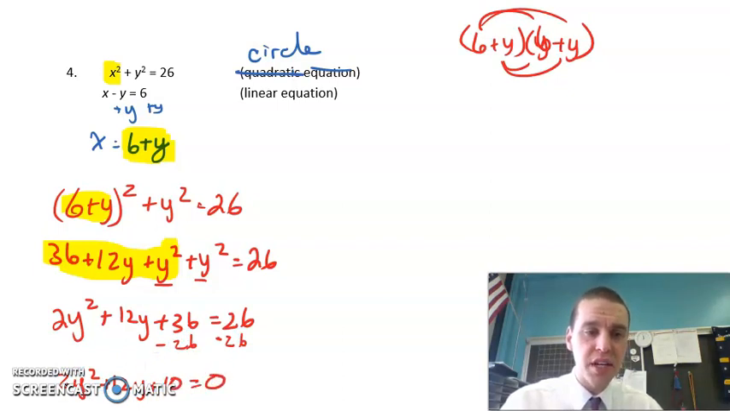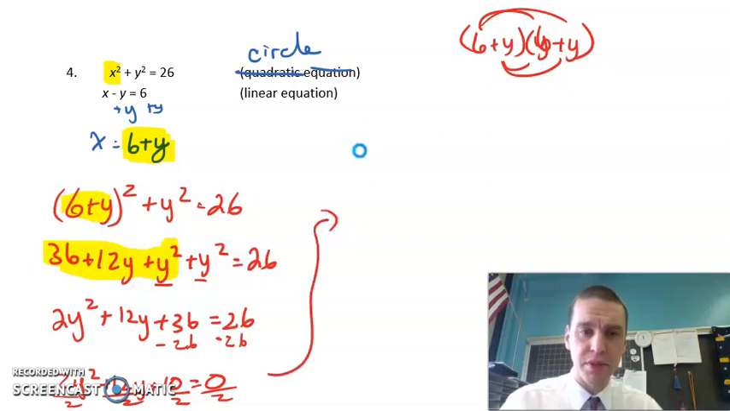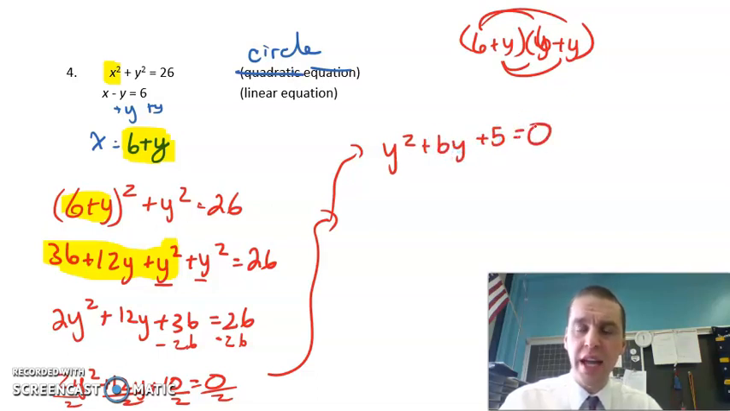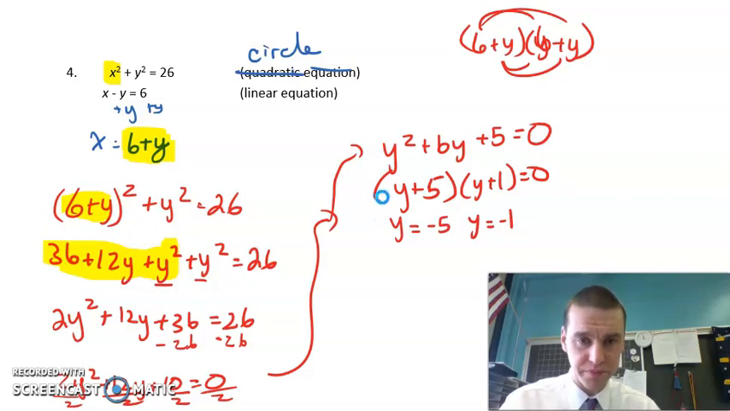And I notice that each are divisible by 2. So I'm going to divide everything by 2 just to make my life simple. And I can do that because it said equal to 0. I'm still dividing 0 by 2, which gives us 0. I'm going to get y squared plus 6y plus 5 equals 0. And I'm going to factor. Factors of 5 that add to 6 are plus 5 and plus 1. So (y plus 5)(y plus 1) equals 0. And I'm going to get y equals negative 5, y equals negative 1.